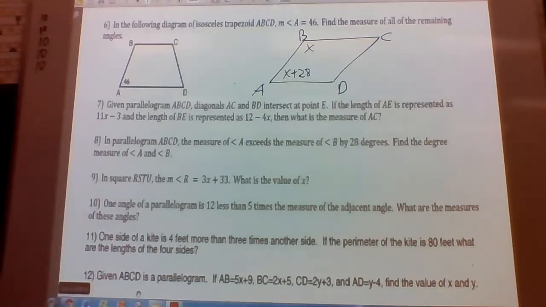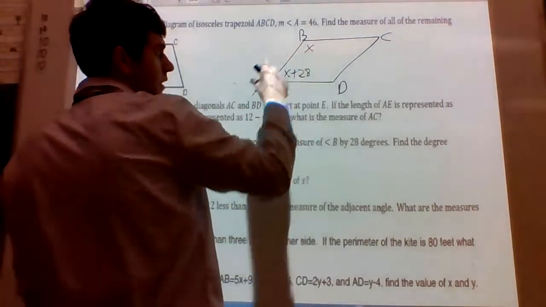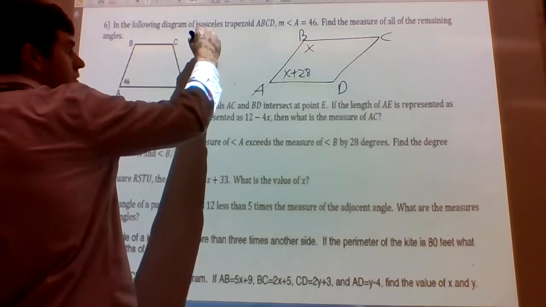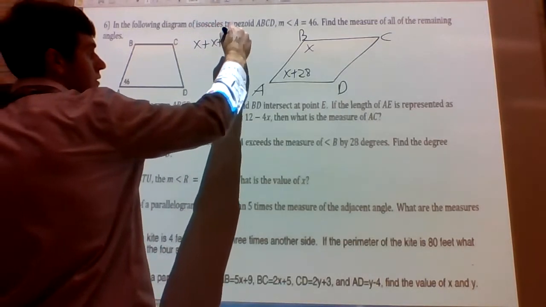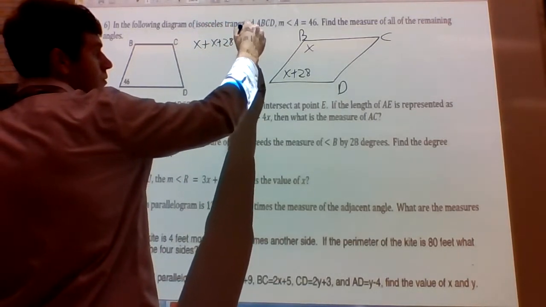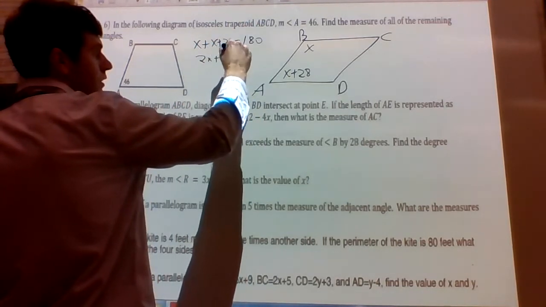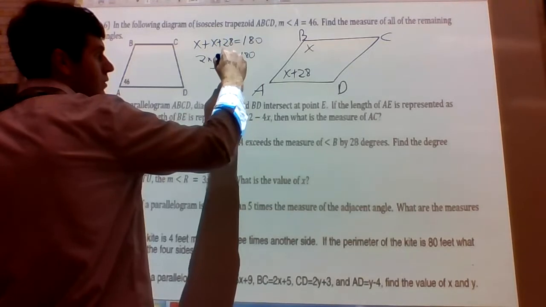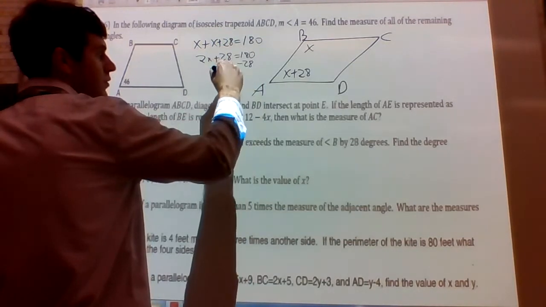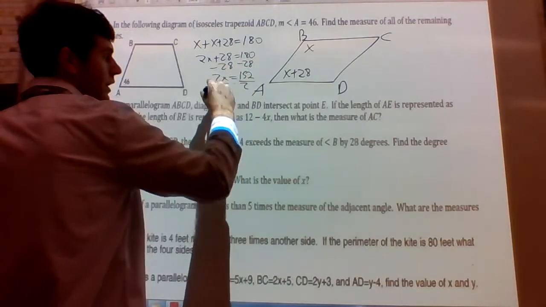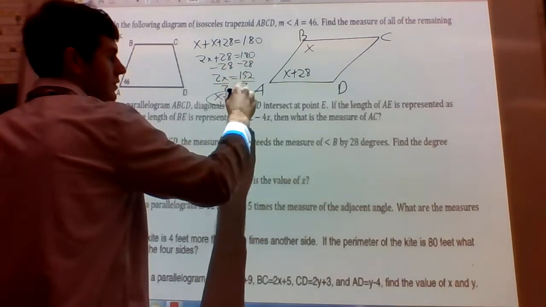Find the measure of angle A and angle B. So we have to find x first. Well, what do we know about the consecutive angles in a parallelogram? We know they're supplementary. So x plus x plus 28 is going to equal 180. 2x plus 28 is 180. Subtract 28. 2x is going to equal 152. Divide by 2, x is going to be 76.